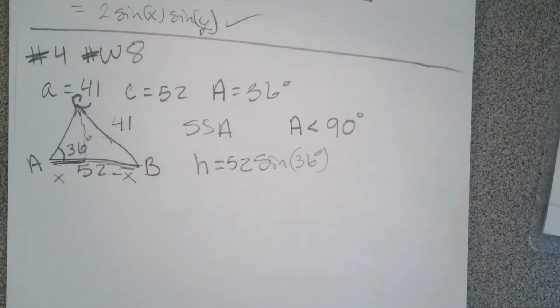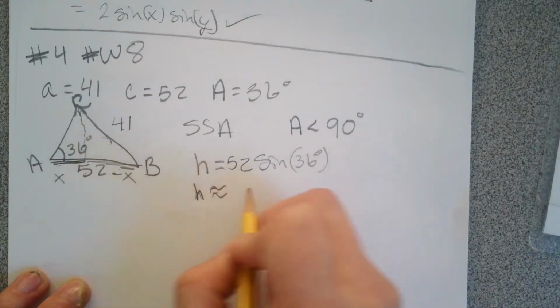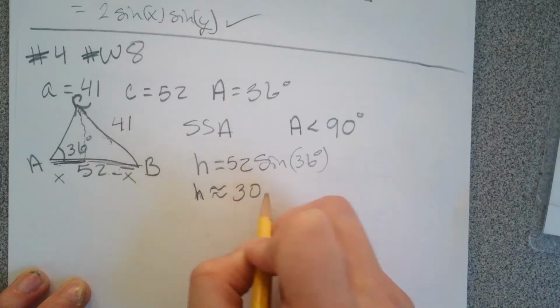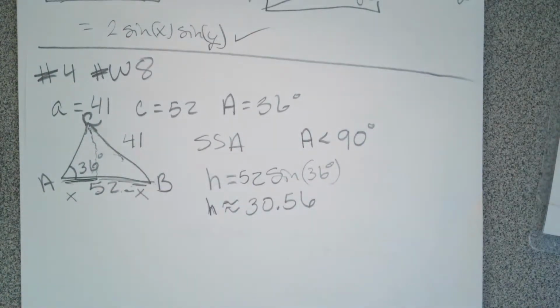Okay. All right. What is H? Oh, H. It's approximately what, 30.56. Okay. All right. So now I have the height.